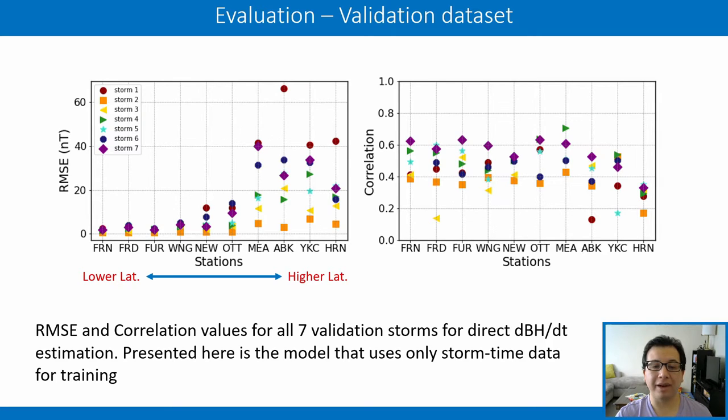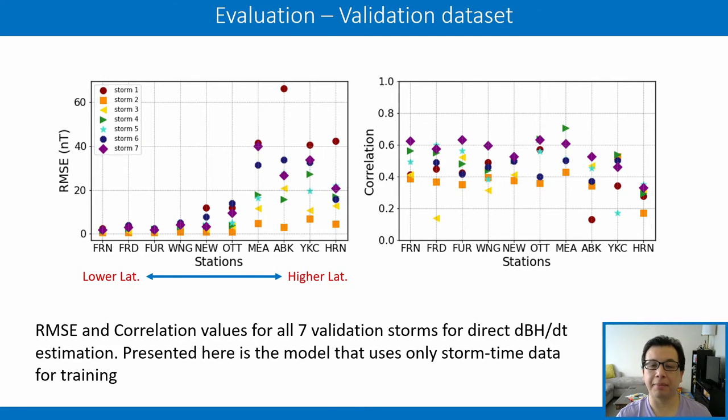Now, if we move to the validation data set, that is the 7 storms, we see, fortunately, a similar panorama. The root mean square error increases with latitude in general, although it does so differently for different storms. The correlation coefficient presents a similar trend to the previous figure, remaining relatively constant across stations for every individual storm, and with most storms presenting a value slightly above 0.5.